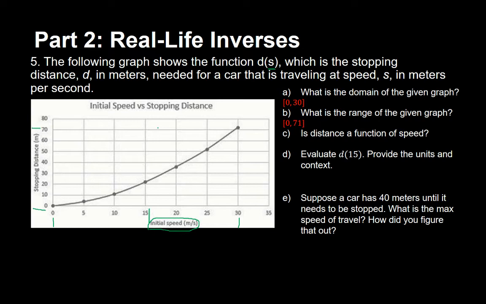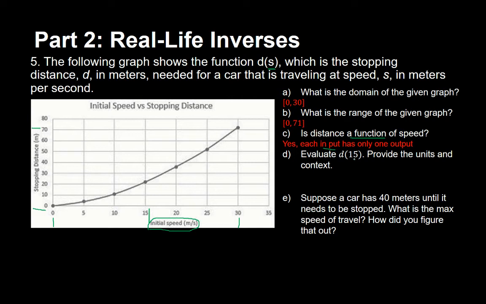Is distance a function of speed? You should have had these questions before, where it's asking if a relationship is a function. And that was where each input value has no more than one output value. And yes, each input has only one output.